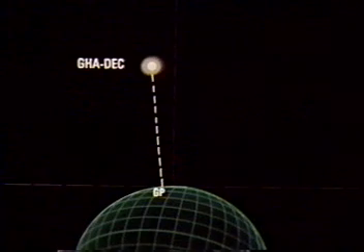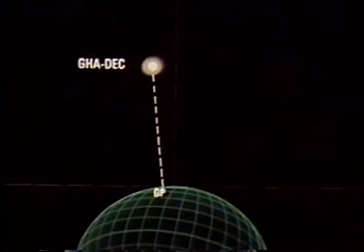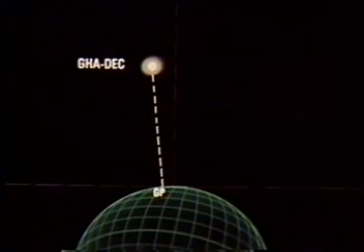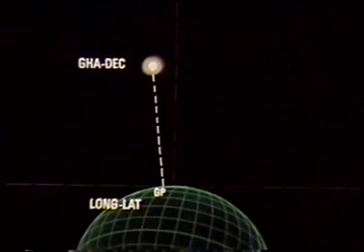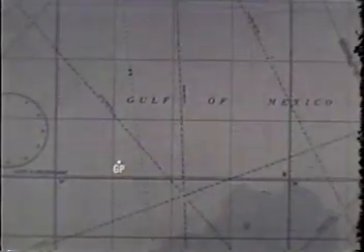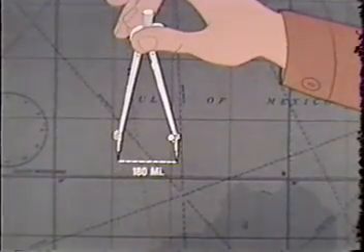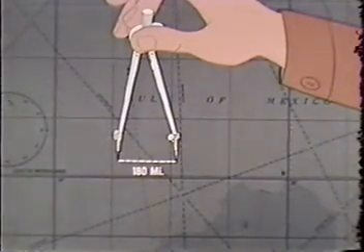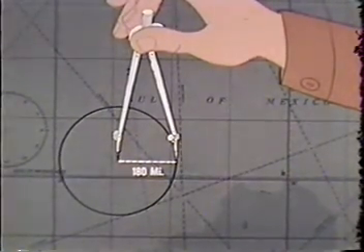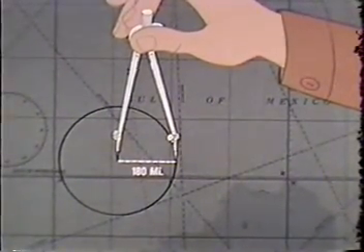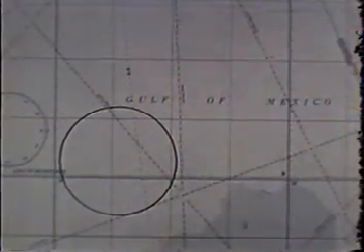The GHA and declination of the celestial body can be found in the Air Almanac. They can be translated into latitude and longitude of the GP on Earth. You then locate this point on your chart. With your dividers, you can measure off 180 nautical miles. Then, you can scribe a circle or segment known as a circle of equal altitude. This becomes a celestial line of position. You are somewhere on its circumference.